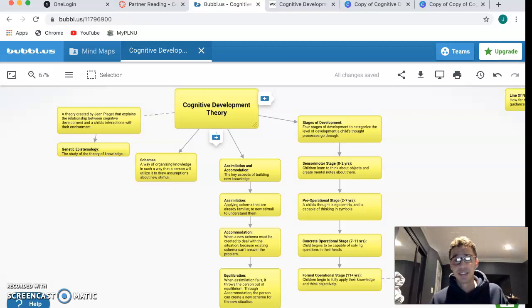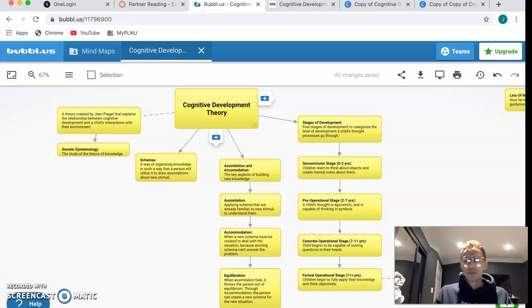And essentially that brings us to equilibration. We're looking for that sense of equilibrium. You've got to accommodate and get back to knowing where you're at. By definition, equilibration is when assimilation fails, it throws the person out of equilibrium, and through accommodation, the person can create a new schema for the new situation. So you're thrown out of whack, you're able to accommodate, and you're back into equilibrium. That is equilibration.